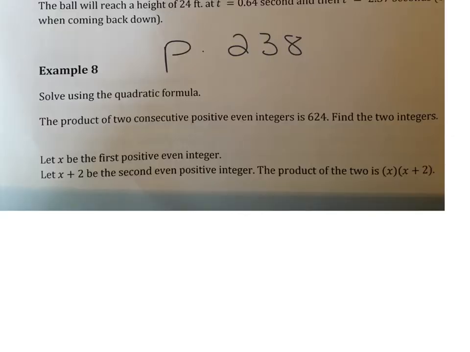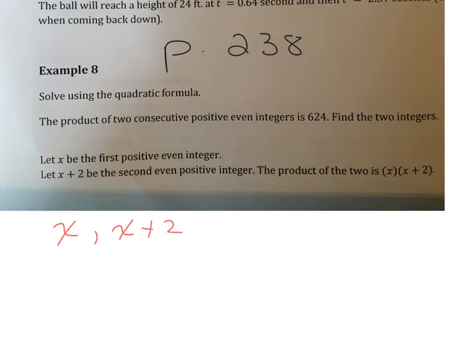All right, example 8 is on the bottom of page 238. It says solve using the quadratic formula. The product of 2 consecutive positive even integers is 624. Find the 2 integers. All right, so we have 2 consecutive positive even integers. So we're going to set up our variables first. The first integer is going to be x. The next one, if it's consecutive, it would be x plus 1. It would be the next one after x. But since they're both even, it won't be plus 1. It will be plus 2.